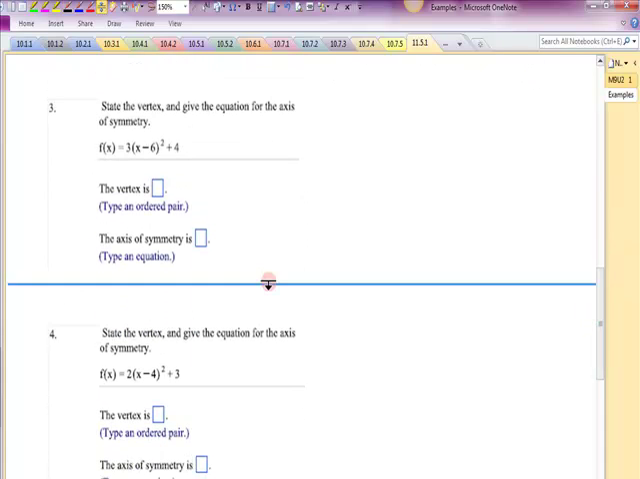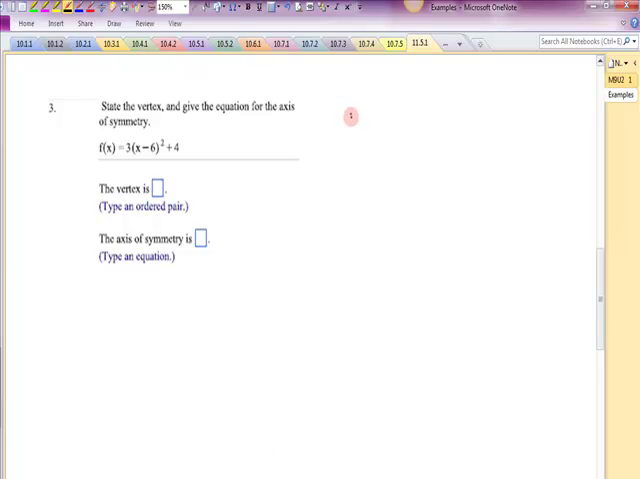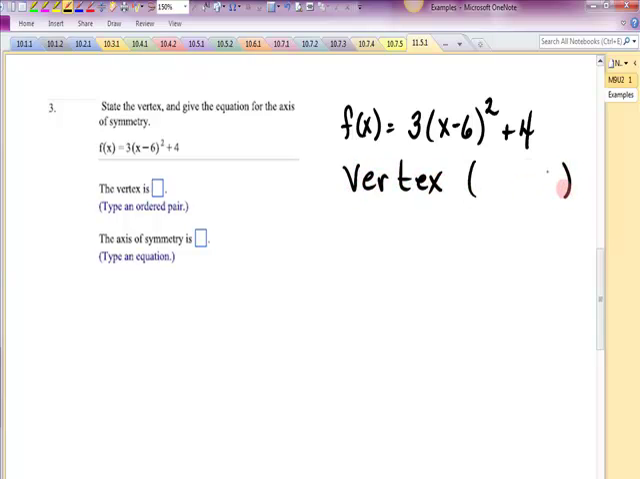Okay, let's look at number 3. We have f of x is equal to 3 parentheses x minus 6 squared plus 4. The vertex, opposite of that for h, so it's positive 6. Keep that number for k, it's positive 4. The axis is the vertical line x equals, goes through this point, so it's x equals 6. This is a parabola which opens up.